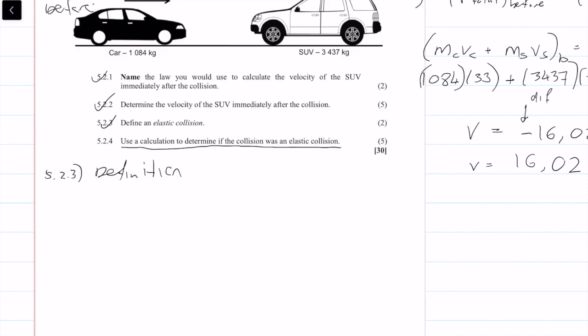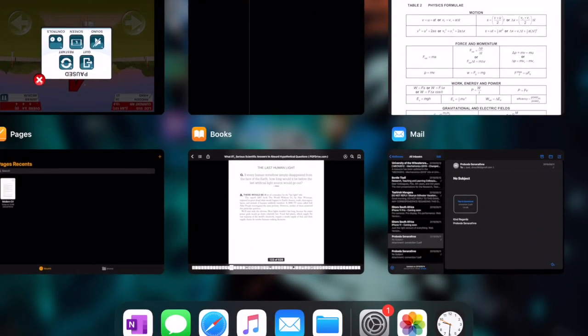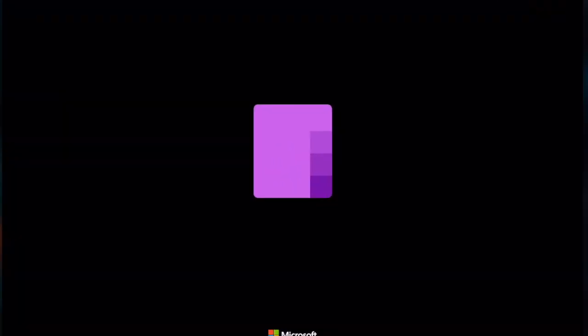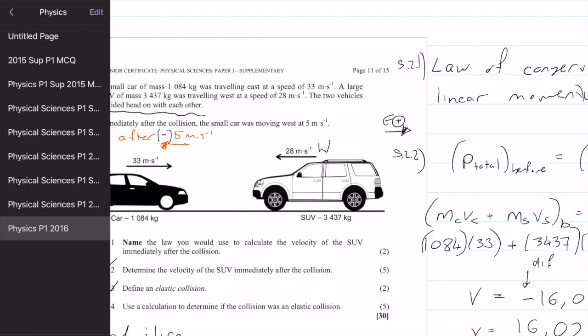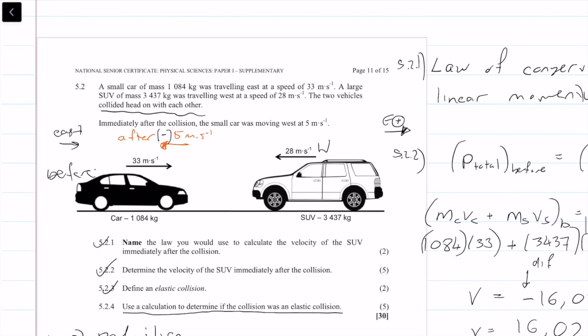My pen's not working. Let's see if I can get it to work. Let's close that. Okay, sorry about that. Let's see if it's working again.